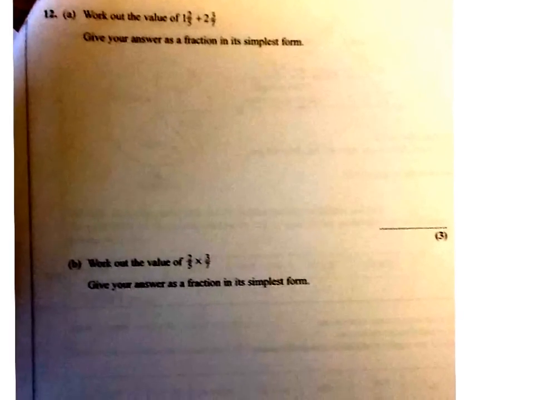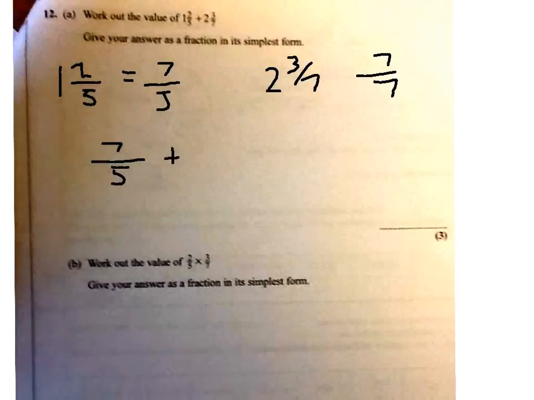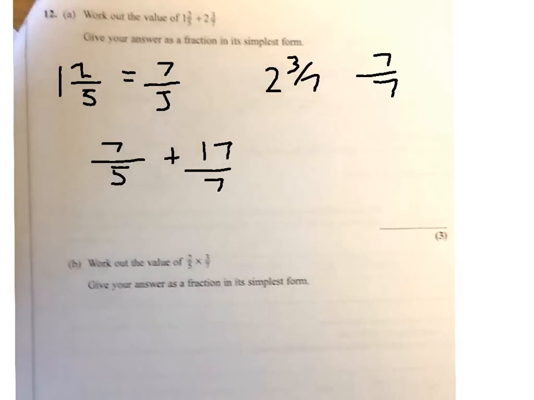So 1 2/5 plus 2 3/7. So 1 2/5 equals 5 ones plus 2 equals 7 over 5, and 2 3/7. 2 7s are 14 and 3 is 17 over 7. So we've got to add together 7 over 5 plus 17 over 7.